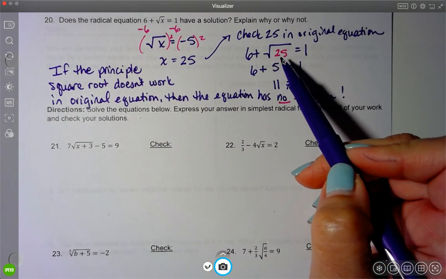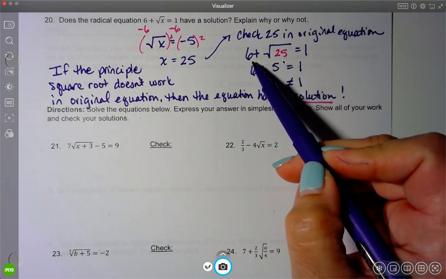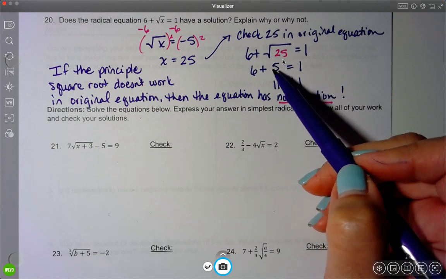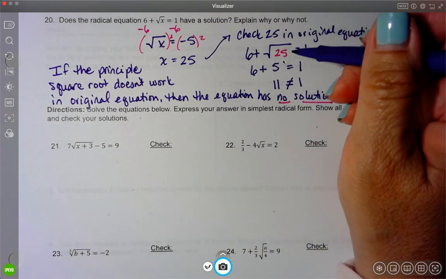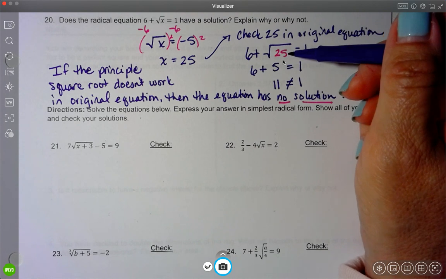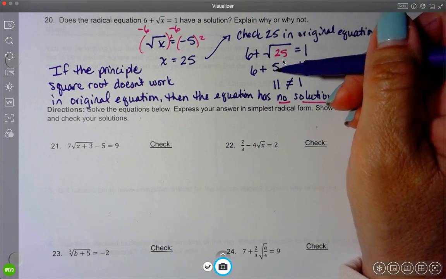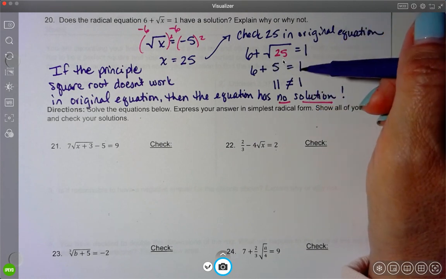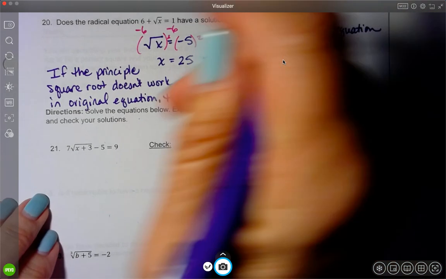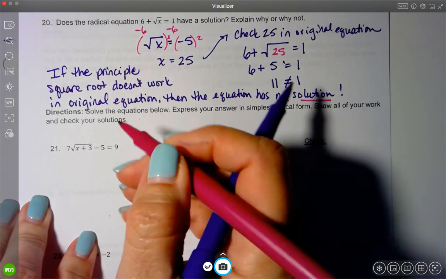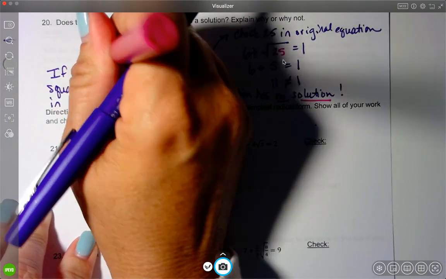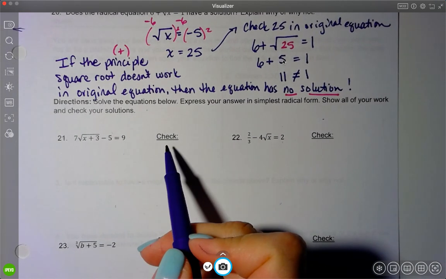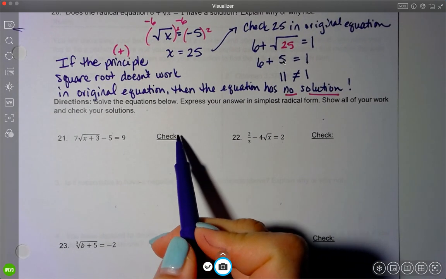So now you might be looking at this and thinking, all right, well, 6 plus square root of 25, and I used 5 as the square root of 25. But, you know, square root of 25 also is negative 5. Well, if I use negative 5, it would have worked out, right? 6 plus negative 5 equals 1. But I need to make sure that the principal square root, the positive square root works. And so that's when I have to check on all these problems down here. I'm only checking the positive root.